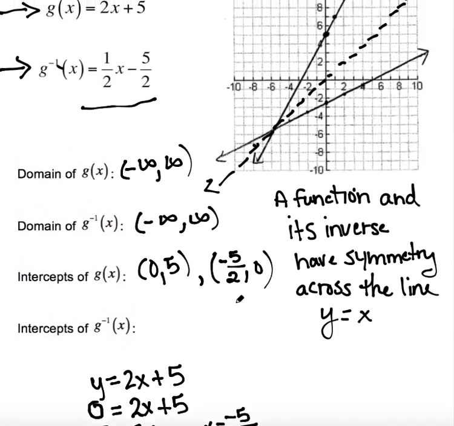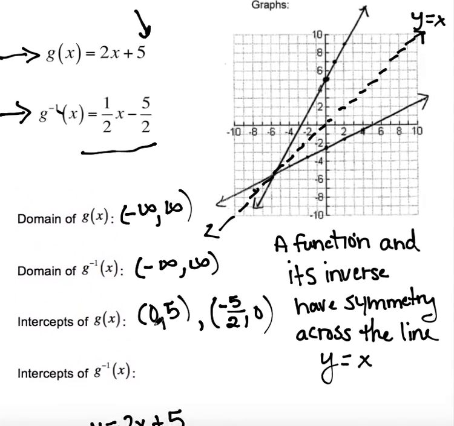And I can look on the graph. I see that my original function is this line right here, g of x. I see the y-intercept is 5, and I see the x-intercept is about negative 2.5. Now my graph's not perfect, but I see that it should cross at negative 2.5.